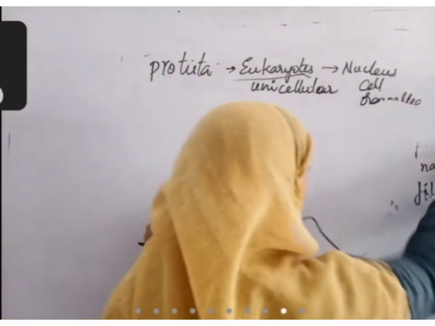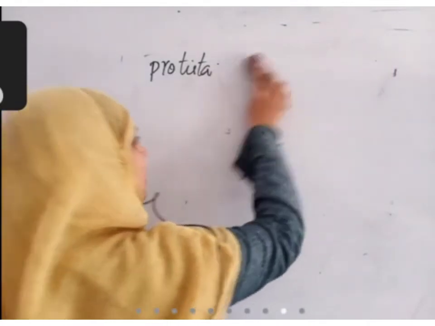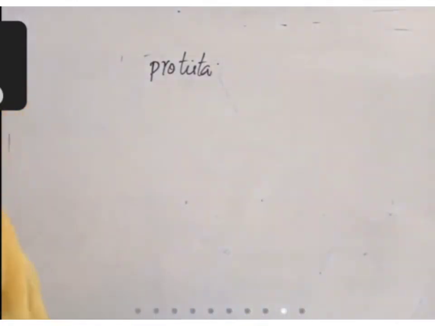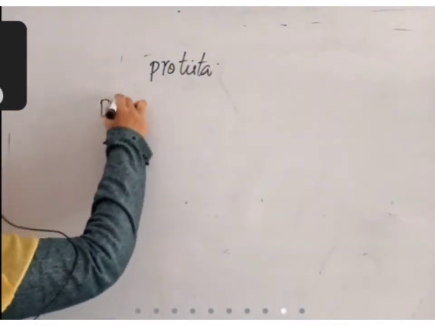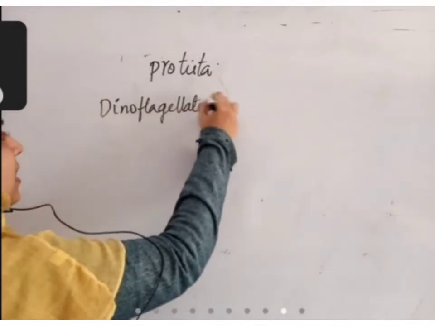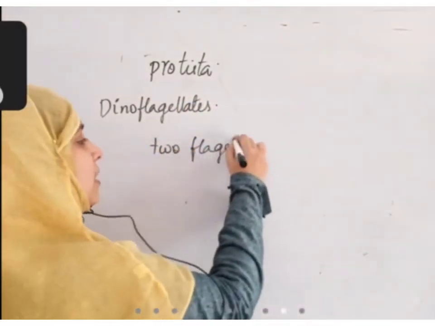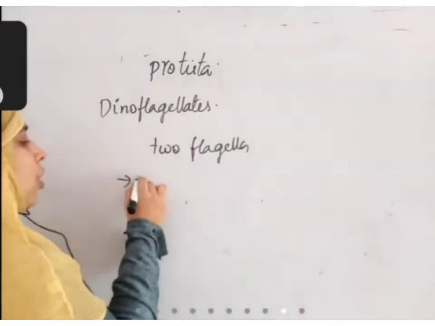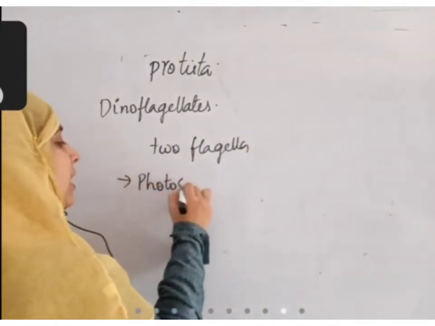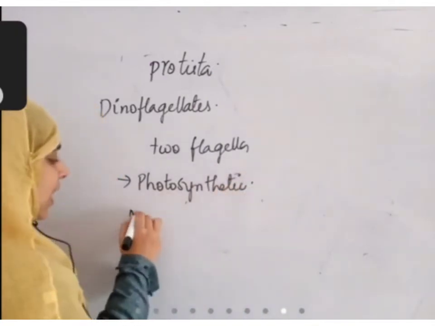Next, second type, Dinoflagellates. These are very unique creatures. Dinoflagellates have two flagella. All of them are photosynthetic. They can make their own food. They are marine creatures.